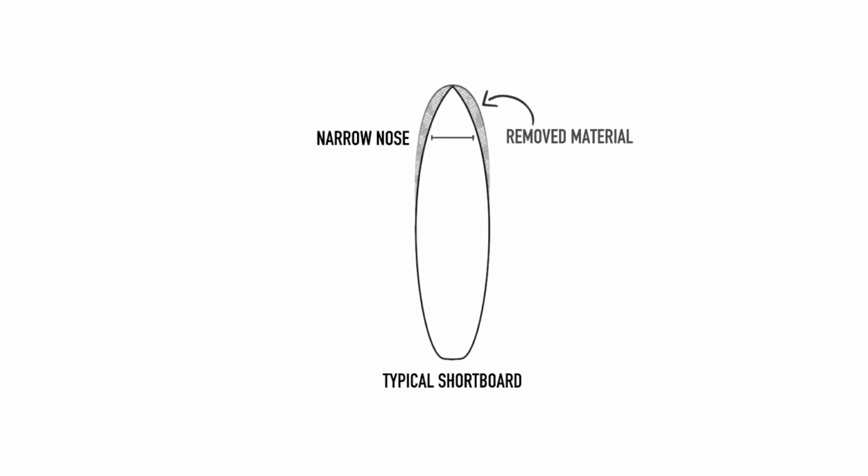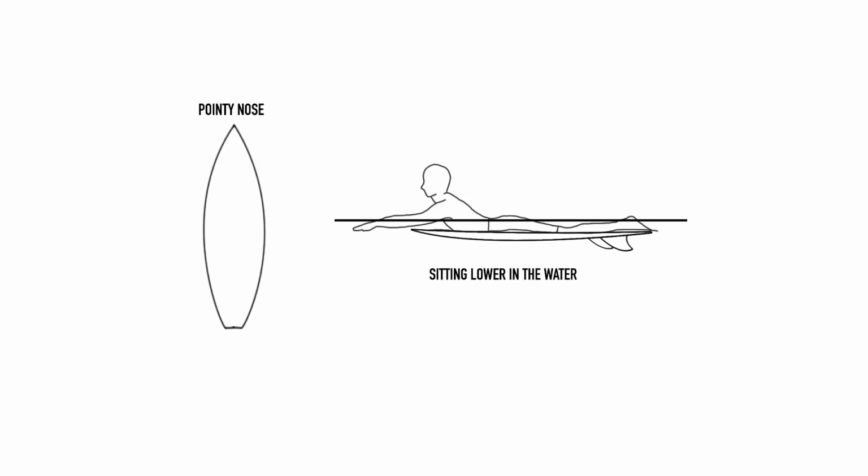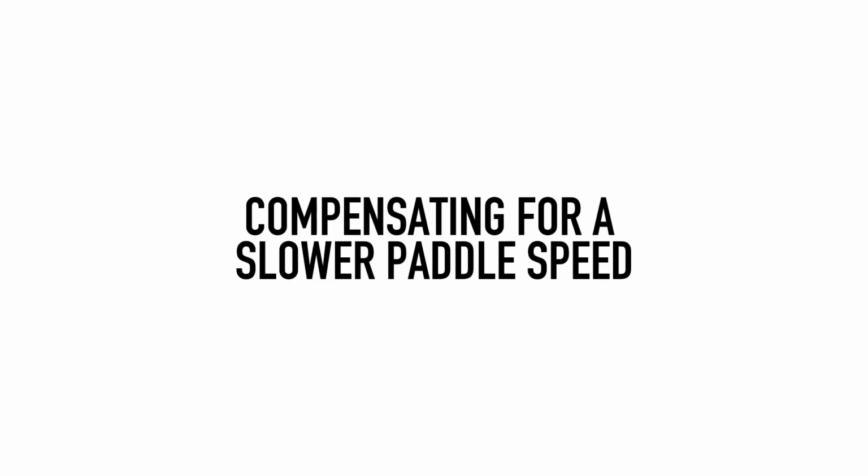The downside to having a sharp pointy nose is that the narrower the nose, the less surfboard volume and buoyancy there is lifting our heavy body parts out of the way, so increasing the overall drag. And higher drag means a potential lower paddle speed, and because of this, we might have to compensate in other ways when selecting our waves.